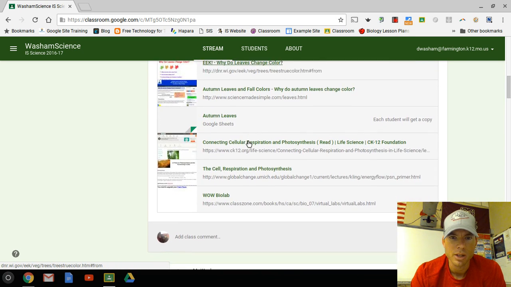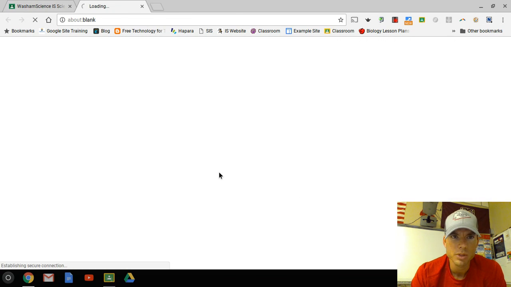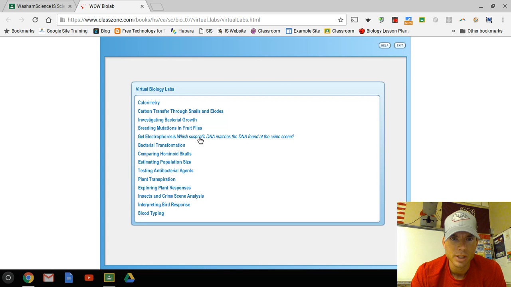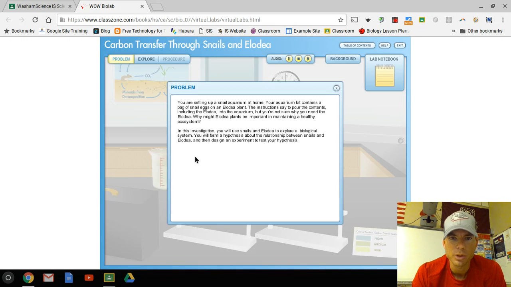The final assignment that goes with this part of the unit is using this last link right here. It's a bio lab. So it will take you to this lab. And you want to click on the lab that has the snails. So it's right here, the snails and elodea. So remember, elodea is just a type of plant that grows in the water. And when you click on this, it will load the lab for you.